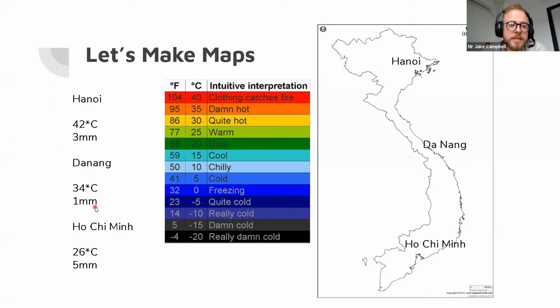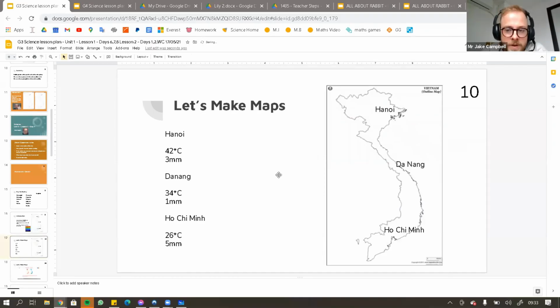Good, thank you. Cindy, what is the temperature and rainfall in Da Nang? 34 degrees Celsius. Nice, good. And Quang Hai, what is the temperature and rainfall in Ho Chi Minh? 5 millimeters. And what's the temperature? 26 degrees Celsius. Perfect. So class, this is the temperature and rainfall for each city using your table you made, your rainfall one and your temperature one.